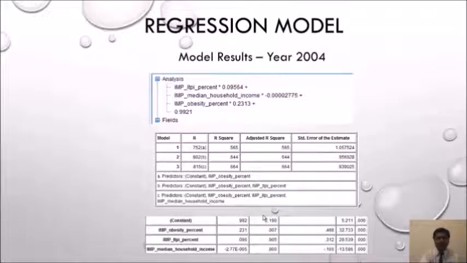Let us try and interpret one of the model results for the year 2004, and what exactly these numbers mean. What we see here: 0.23, 0.9921, 0.09, and minus 2.7 times 10 to the power of minus 5. These are the regression coefficients for the input variables. What they mean is that if we keep all the other variables constant and increase the value of obesity percentage by 1 unit, the value of diabetes percentage increases by 0.23 units. This is how regression coefficients are understood.